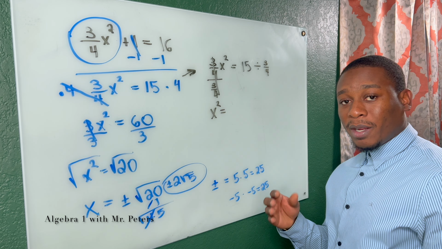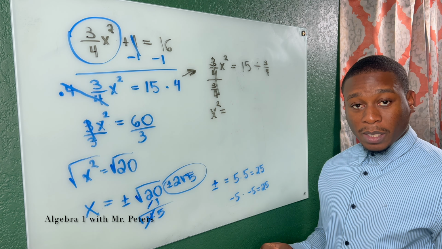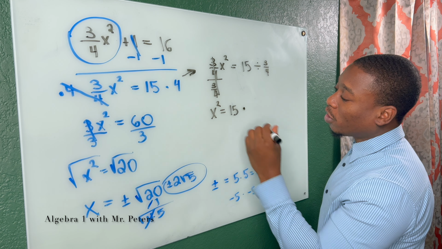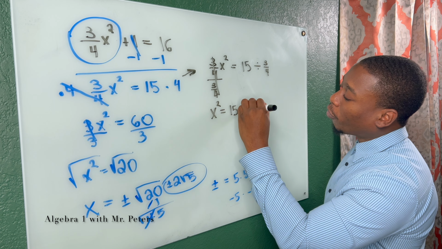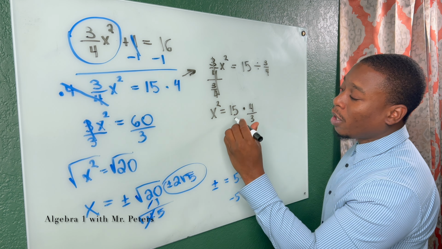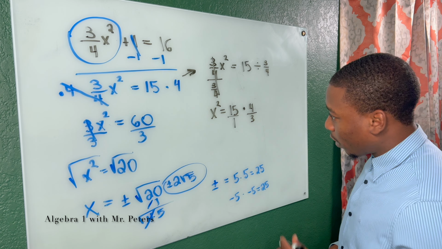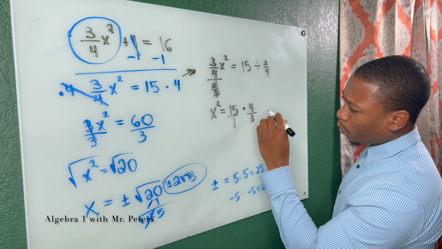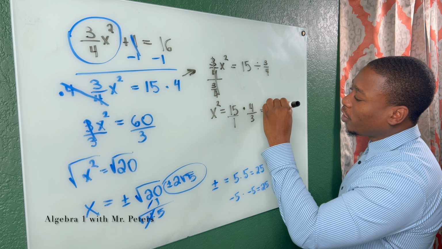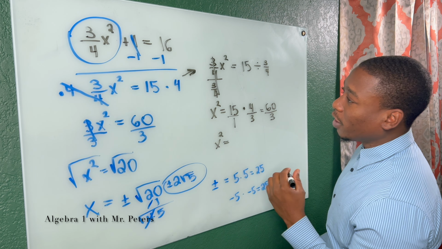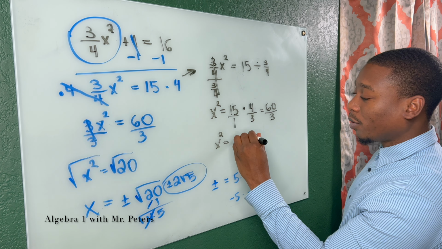But when we're dividing by fractions, remember, keep, change, flip. So 15 stays the same, division turns to multiplication, and 3 over 4 turns into 4 over 3. I'll put 15 over 1 just for my students who are visual, like me. So after we multiply, we're going to get 60 over 3. And when we simplify, x squared is equal to 20.